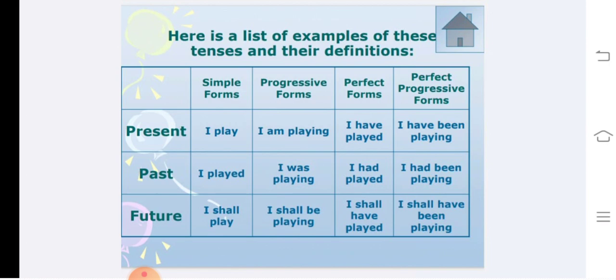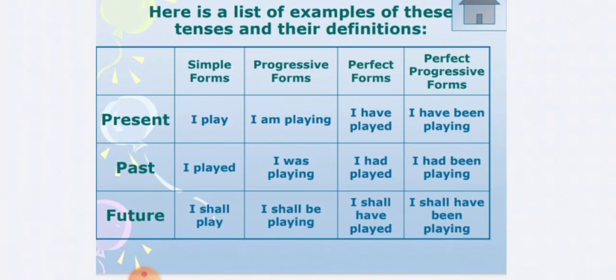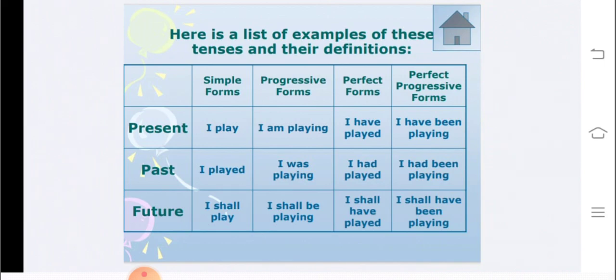Now past, I played, then past continuous, I was playing, in perfect form I had played, and in past perfect continuous I had been playing. In future I shall play, and the progressive means continuous, I shall be playing, and the perfect form in future perfect, I shall have played, and in future perfect continuous I shall have been playing. So this is the sentence structure, how sentences change depending upon different tenses in different reference.